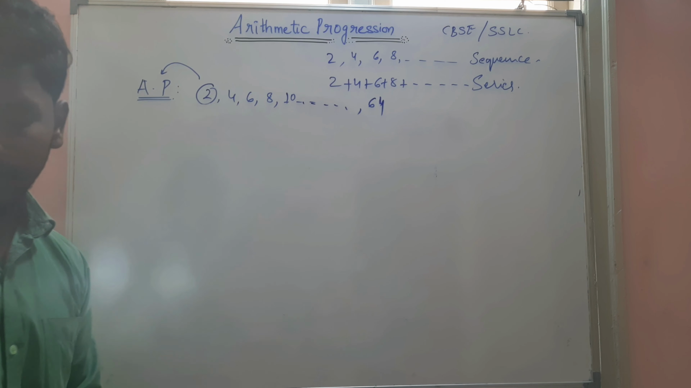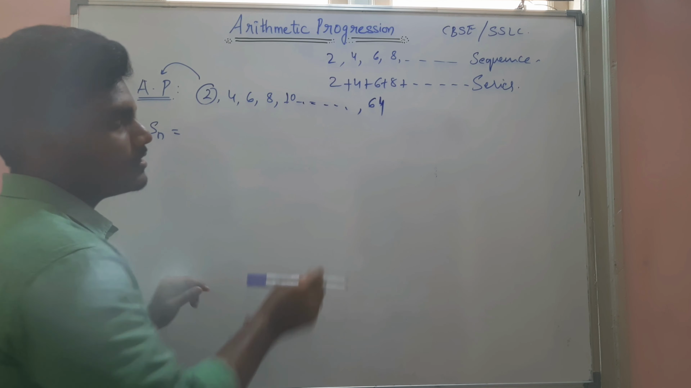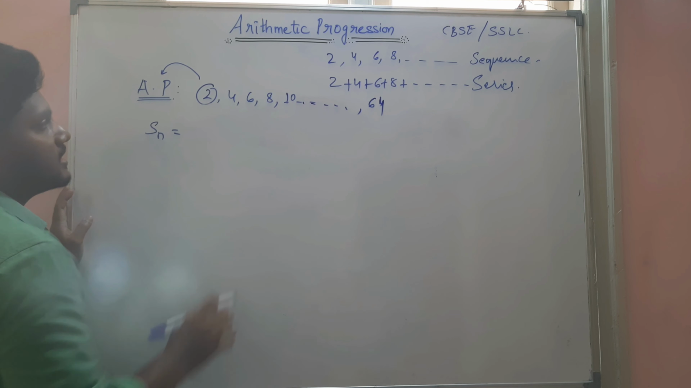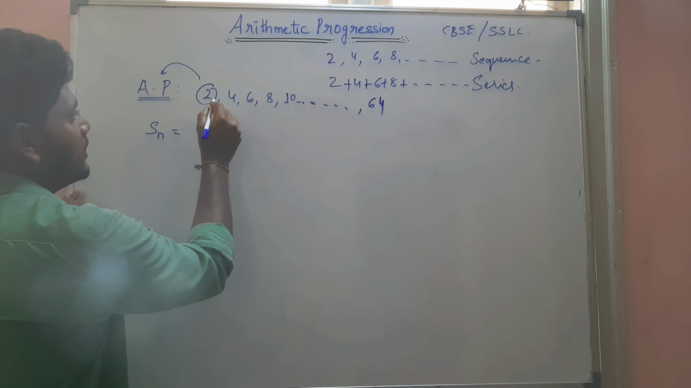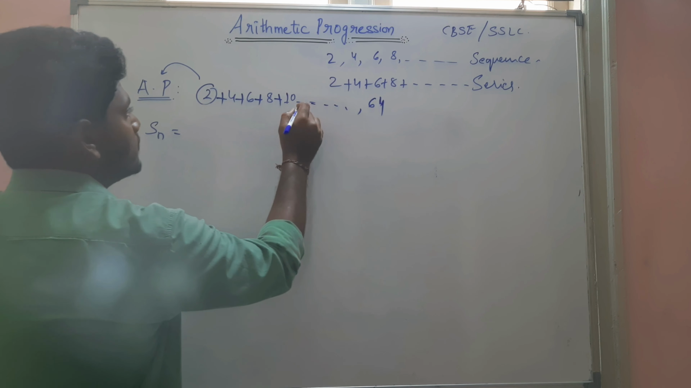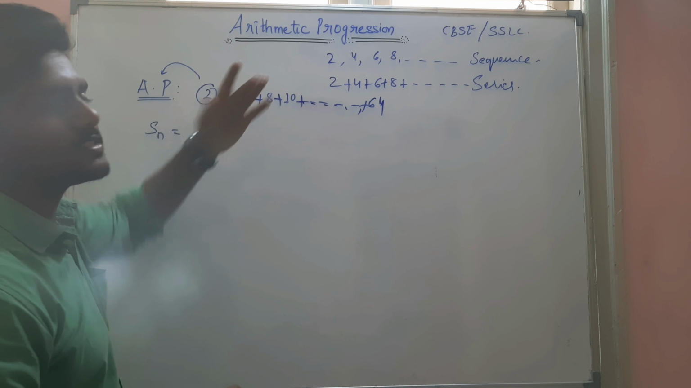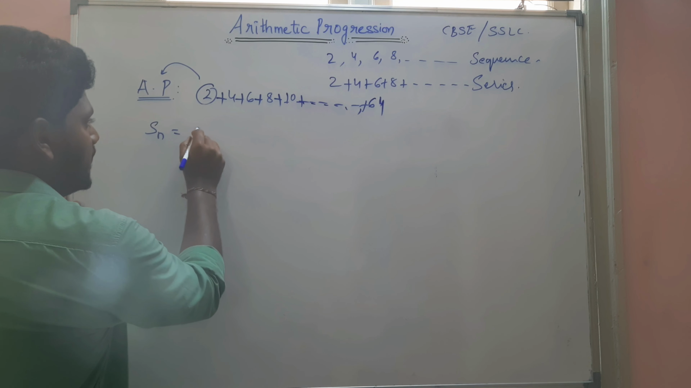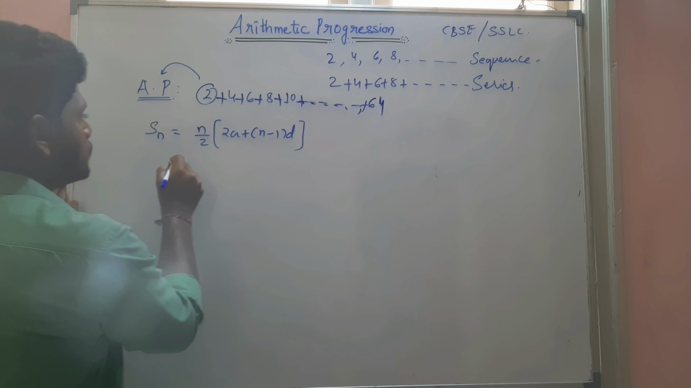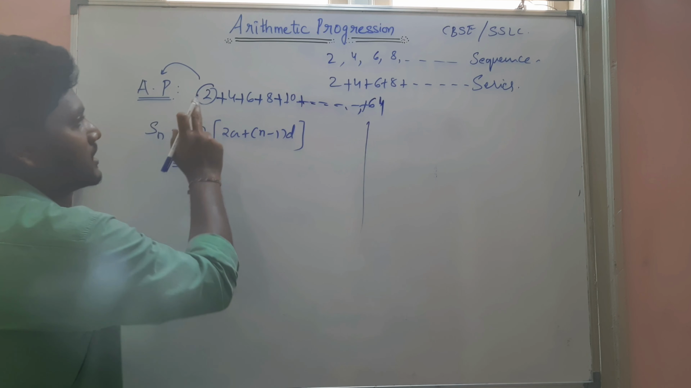sum of n terms, which we will represent with Sn. Up to now we found the number of terms and a particular term, like the 20th or 30th term. Now how to find the summation? If the sequence is given as 2 plus 4 plus 6 plus 8 plus 10 plus so on, what is the summation of all these? For that we have a formula in AP: n by 2 into (2a plus (n minus 1) into d). This is one formula to find Sn, the sum of n terms.